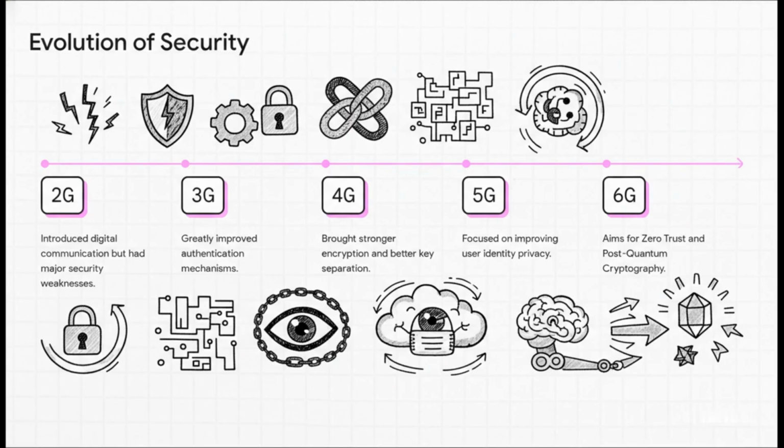And this security has been constantly changing, constantly evolving. You know, the early 2G networks, while they were revolutionary at the time, had some pretty major security flaws that were later exploited. Then 3G came along and massively improved the authentication process. 4G brought in much stronger encryption and better ways of handling the keys. Now with 5G, the big focus has shifted to privacy, with new features designed to encrypt your IMSI, that permanent identity we talked about, making it way harder to track you. And if you look ahead to 6G, well, the industry is already planning for a future of zero-trust architecture and even post-quantum cryptography to defend against threats that don't even exist yet. Each generation learns from the last and just gets stronger.